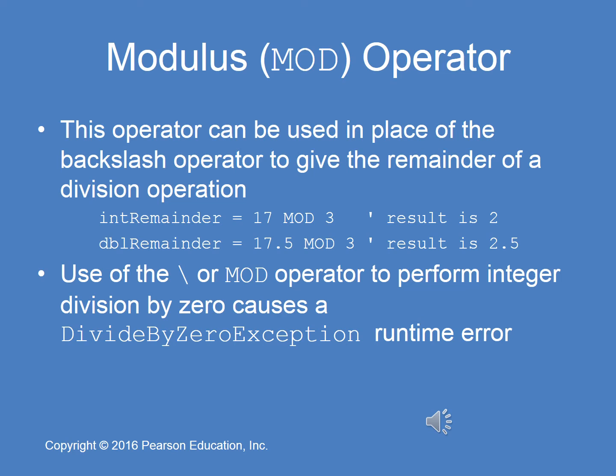Double remainder, 17.5 Mod 3. 3 goes into 15 with a 2.5 remainder. So a double remainder, if used with Mod and a decimal value, will yield a decimal value, that decimal answer.